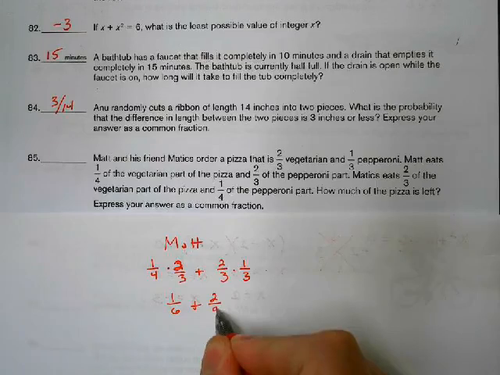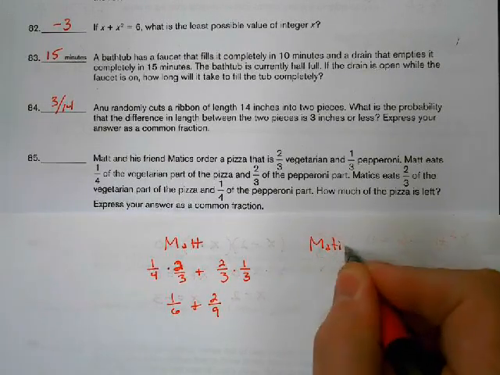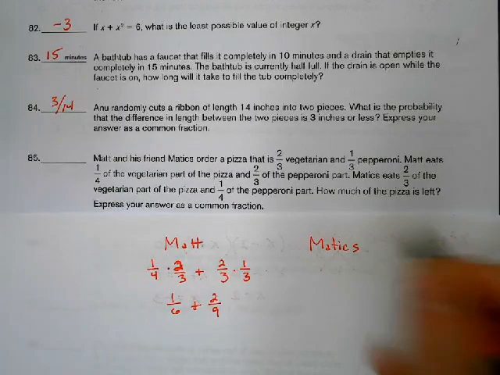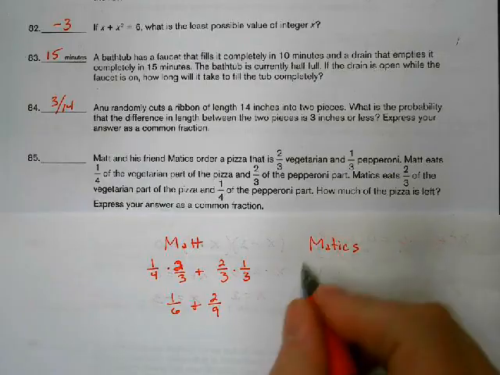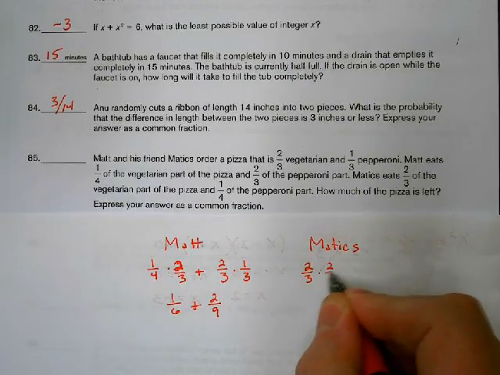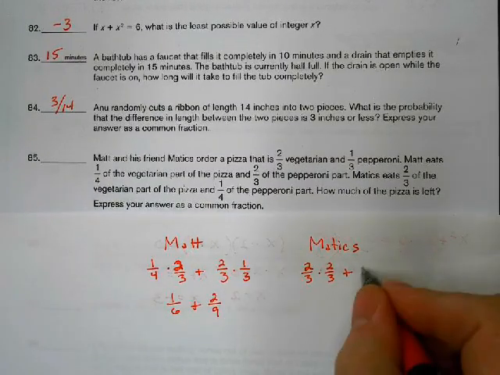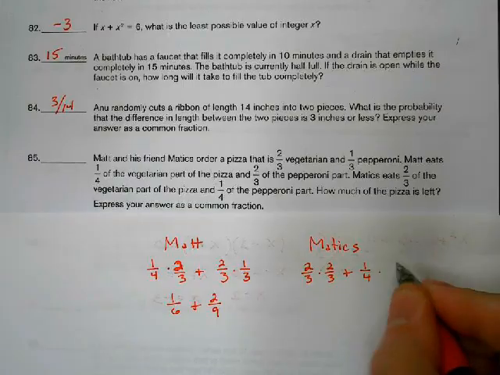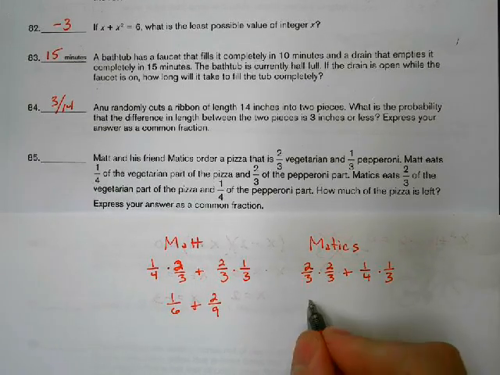All right, then you've got Maddox. Get it, mathematics. Maddox eats 2/3 of the vegetarian, so he eats 2/3 of the pizza that's 2/3. And then he also eats 1/4 of the pepperoni, 1/4 of 1/3. So he eats 4/9 of the pizza, and he eats 1/12 of the pizza.